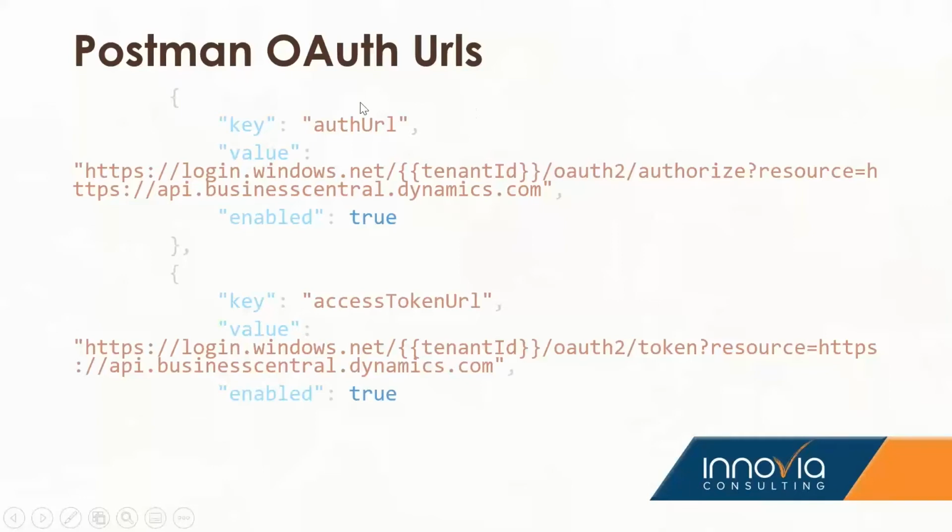The OAuth URLs. So the authorization URL. You can get that from the Microsoft documentation, and you'll notice that it's looking for a tenant ID. And that is the GUID that is in your URL string when you connect to your Business Central environment. So I'll show you what it is in my demo environment. And you'll be entering the GUID here for your tenant ID. Of course, you won't need the brackets. You just need the tenant ID.